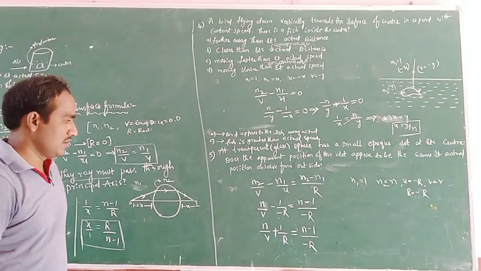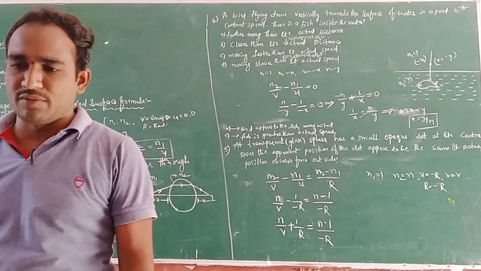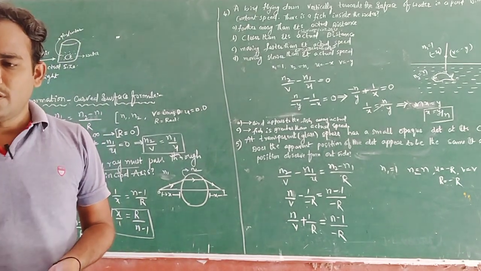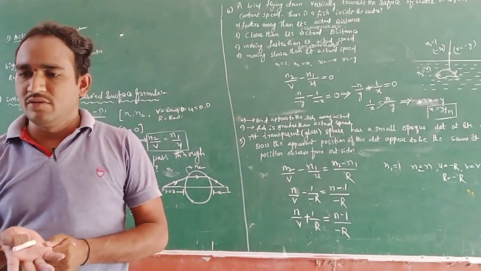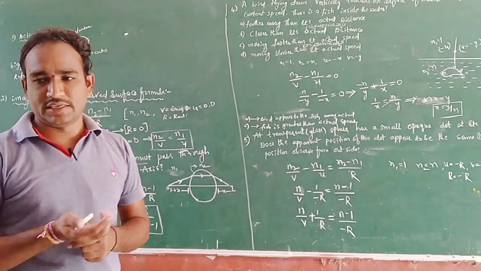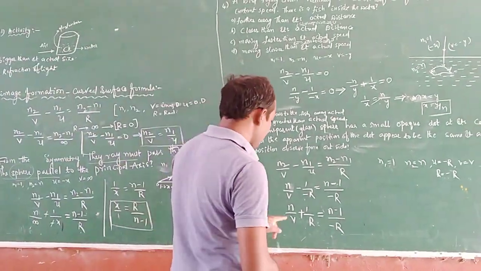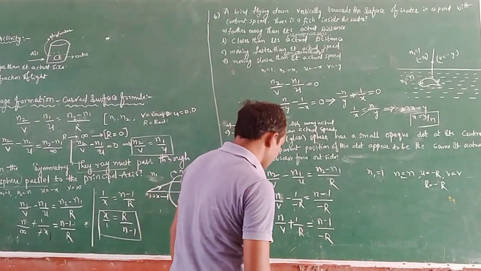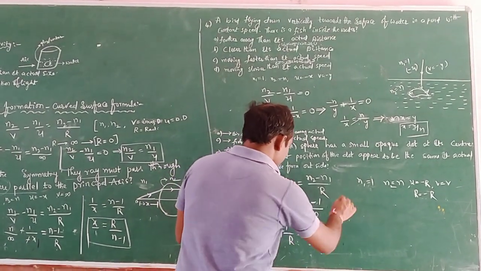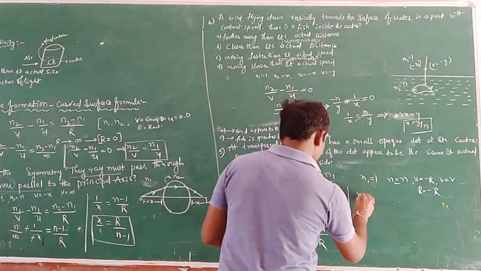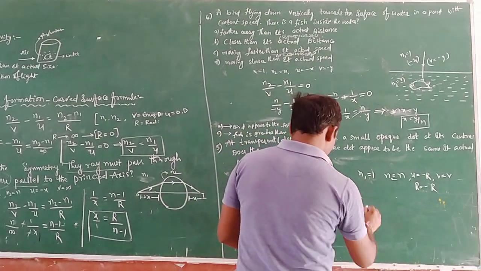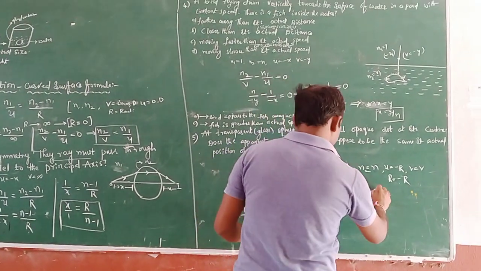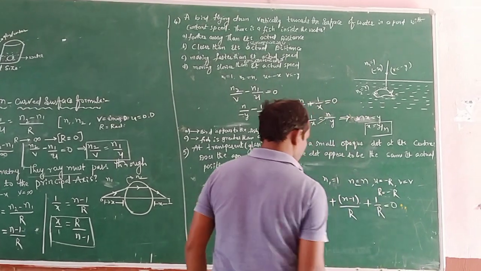So here, what do we get from these values? Here we are substituting the n value, u value and v value. So how can we write? According to this formula, finally what do we get? The minus value we take to the left side will give a plus value. So n by v plus n minus 1 by r plus 1 by r is equal to 0.